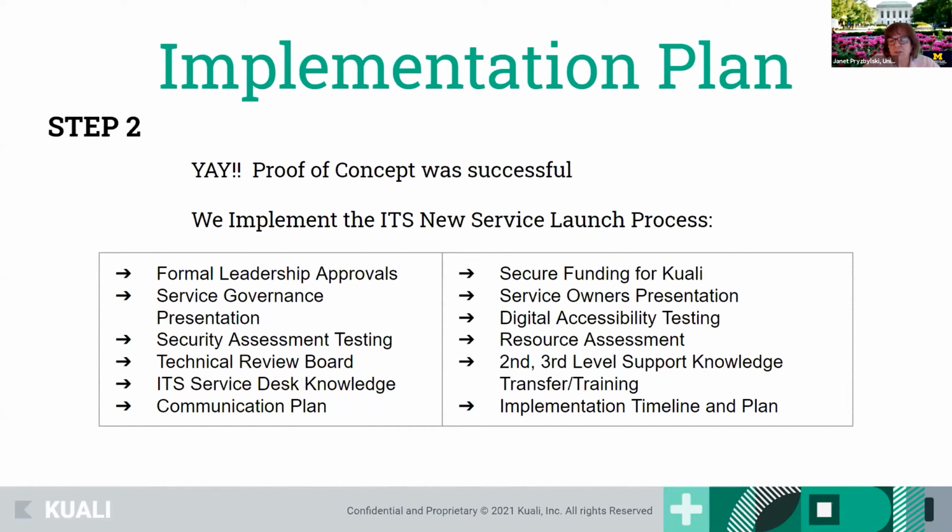our ITS new service launch process. This launch process has a lot of information that we need to gather, a lot of testing, a lot of assessments that we need to do prior to actually making our service live. So first off, we have to get formal leadership approvals, and that's not just in ITS, that's across campus and with our campus partners. We then need to secure the funding for Kuali, and we have to put together a 3-year budget and a 3-year financial plan.